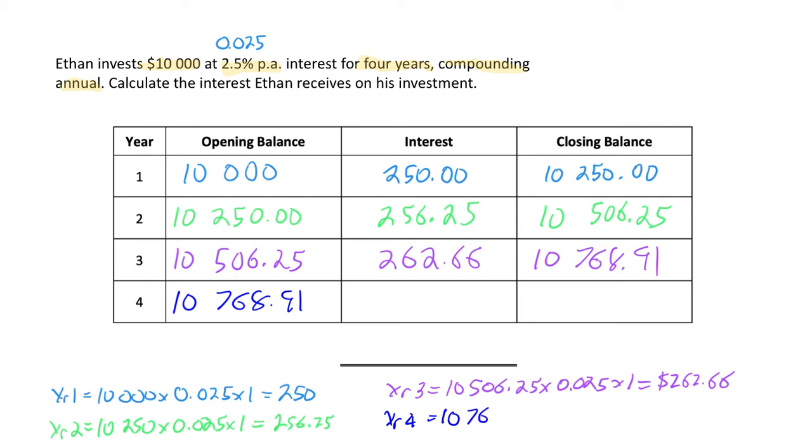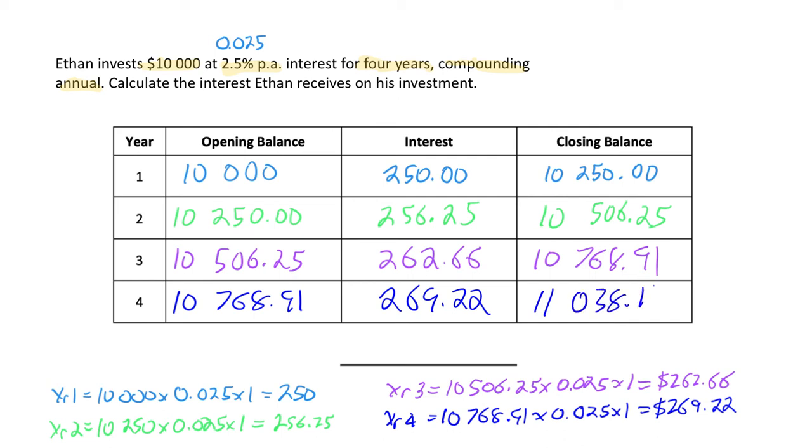So $10,768.91 times 0.025 times 1, and that is going to equal $269.22. So adding that interest to the opening amount for year four, and it's going to finish off with $11,038.13. So to answer the original question, which is asking us to calculate the interest that Ethan is receiving, I can add up those four interest amounts.